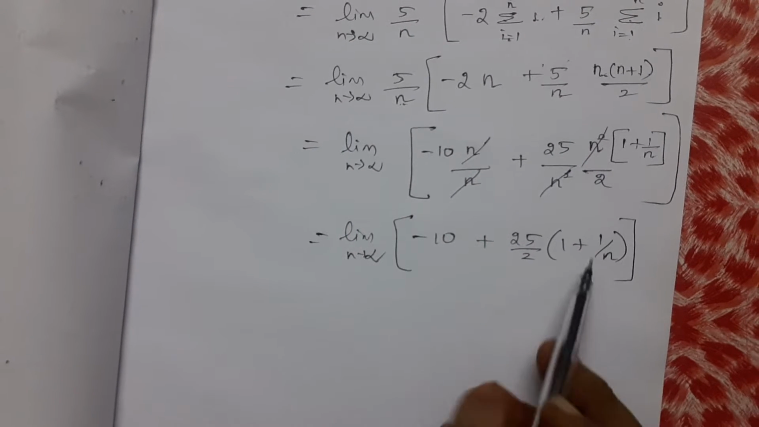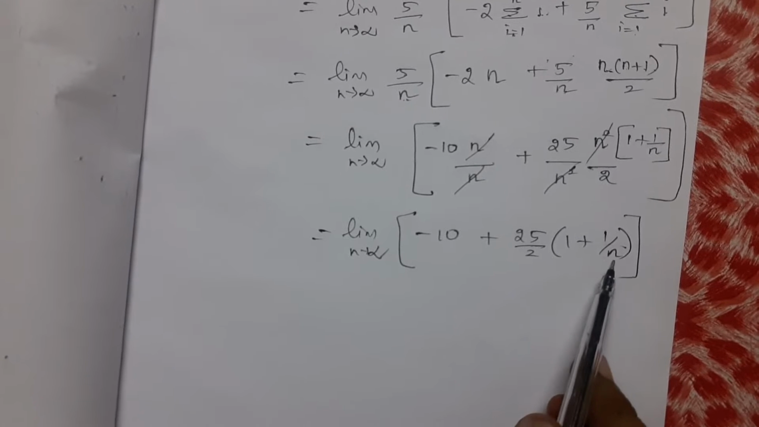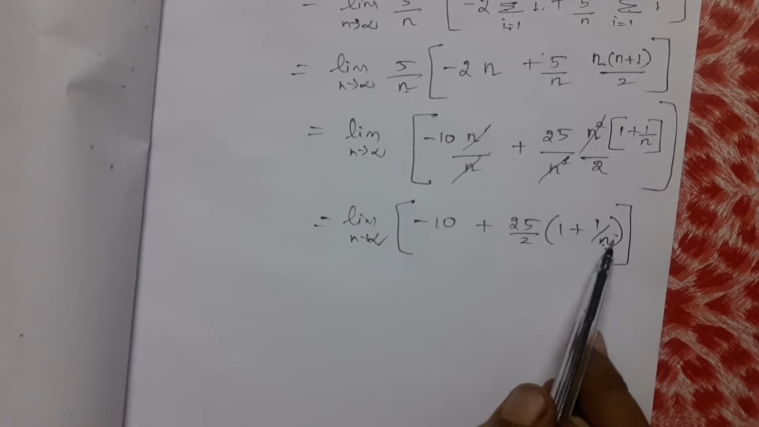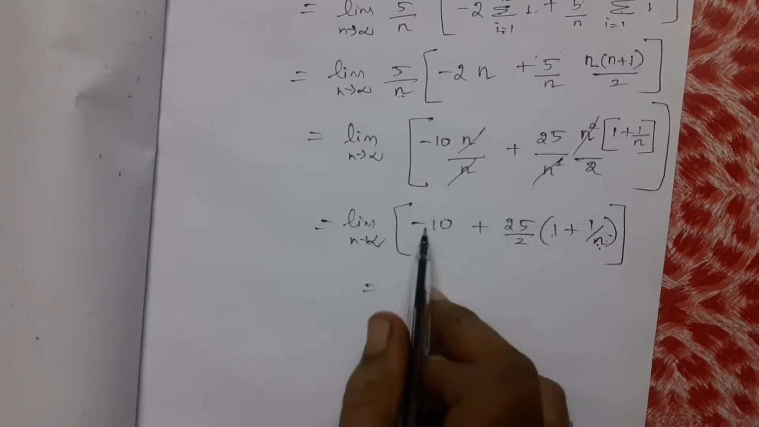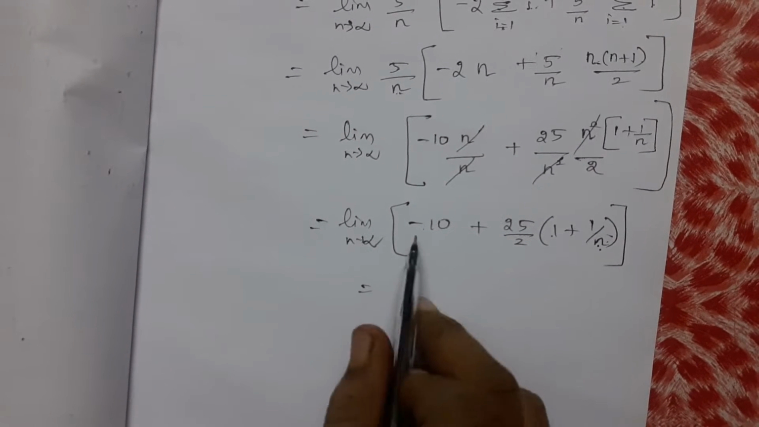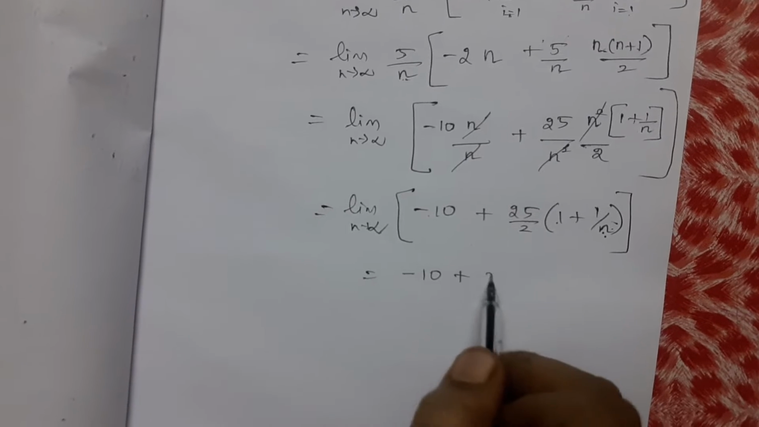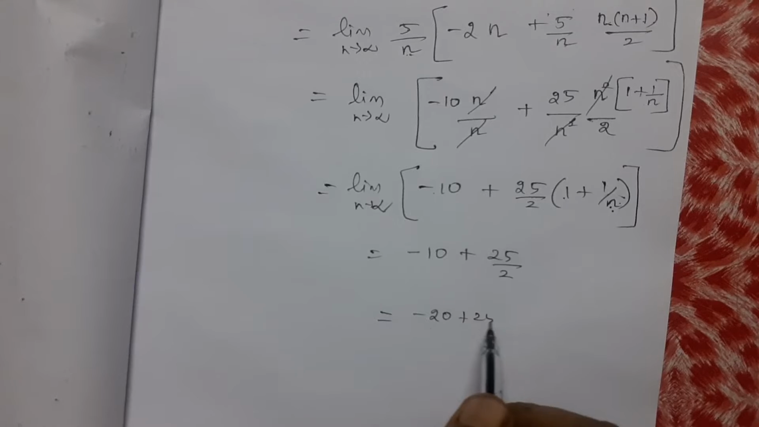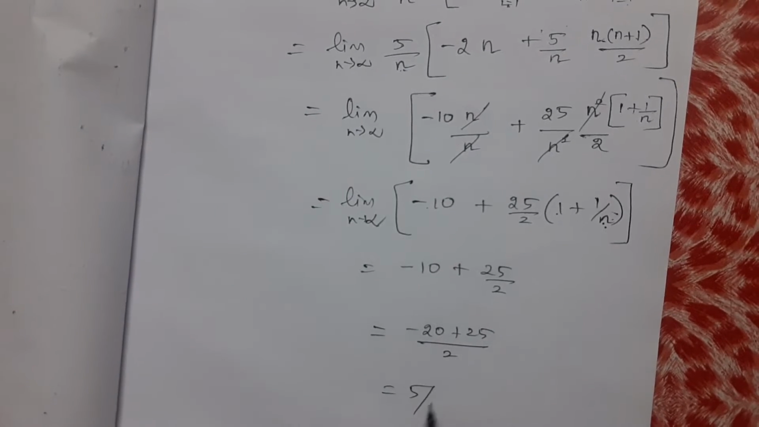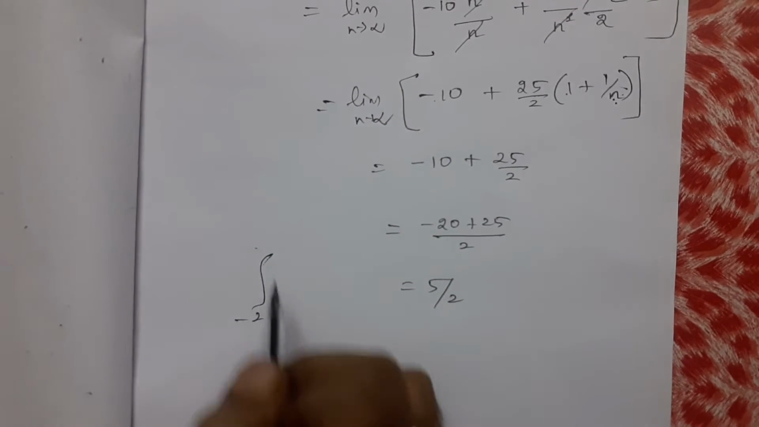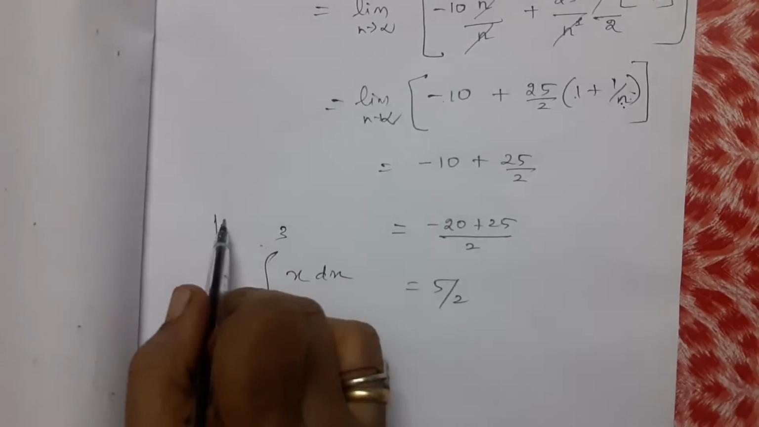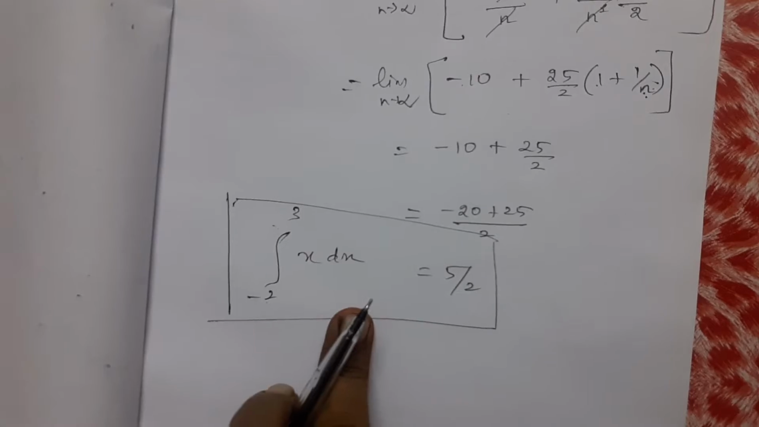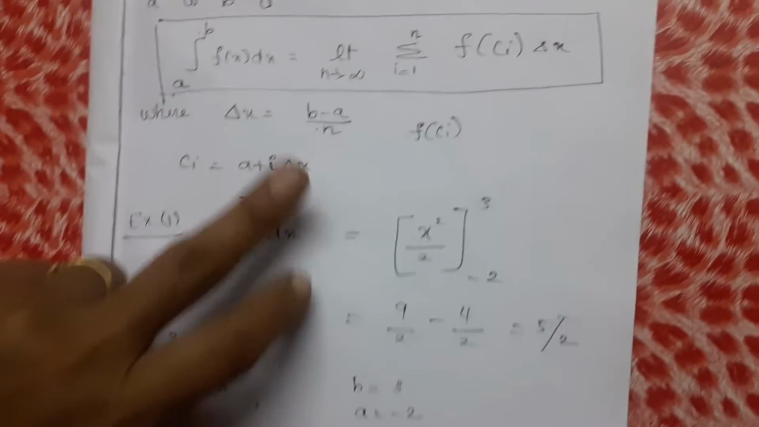Now we apply the limit. As n tends to infinity, 1 by infinity will be 0, and 0 plus 1 is 1 again, so this is simply 25 by 2. When we apply the limit, we get minus 10 plus 25 by 2. After taking LCM, we get 5 by 2. That is our required answer for the integral from minus 2 to 3 of x dx using limit definition for definite integral.